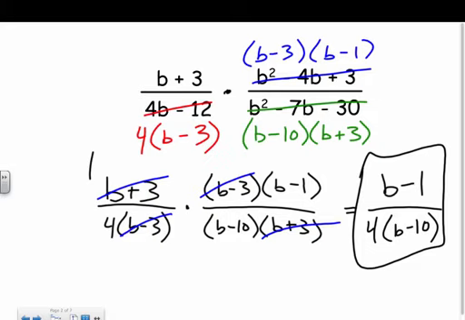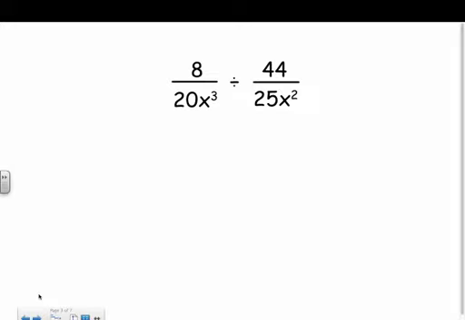Okay, same type of thing, except we have division, don't we? But remember, we never ever divide fractions. We always change the division to multiplication and multiply by the reciprocal, right? So whenever you see divide, change to multiplication and multiply by the reciprocal. So I'm going to do that right away. So 8 over 20x cubed, change to multiplication and multiply by the reciprocal, which means we just flip that second fraction. And now we go through and do our canceling.